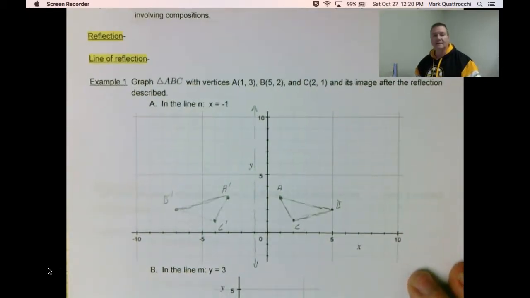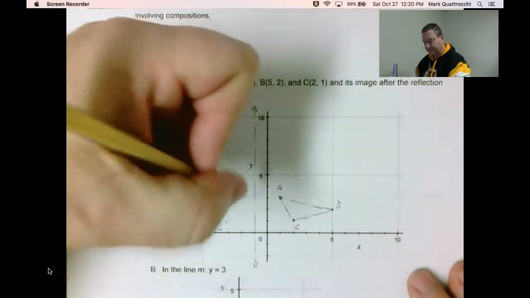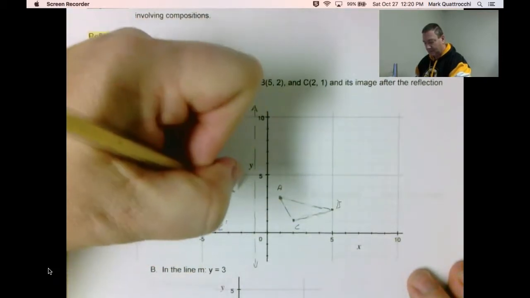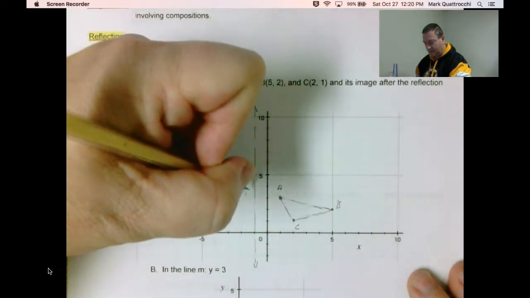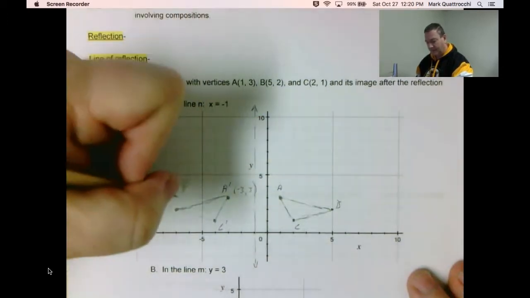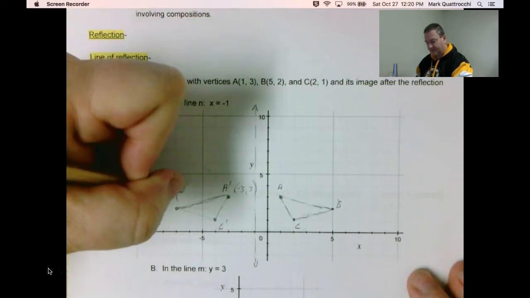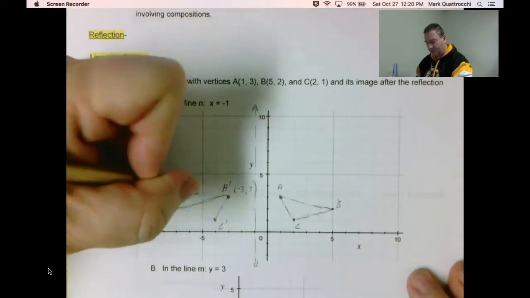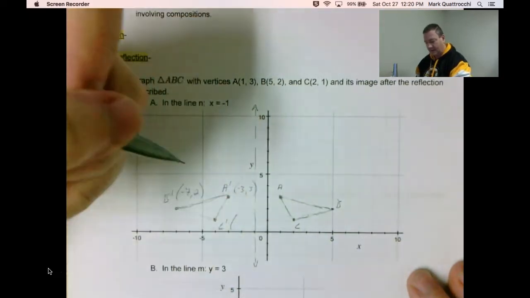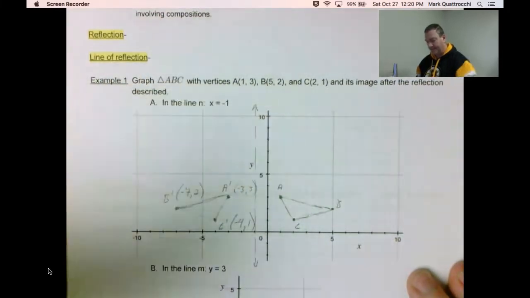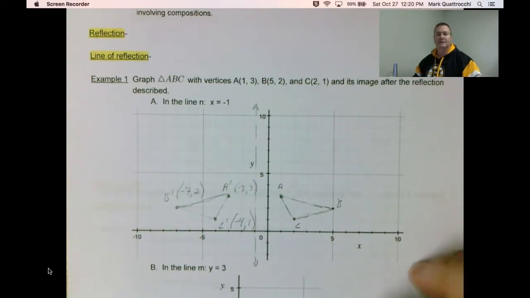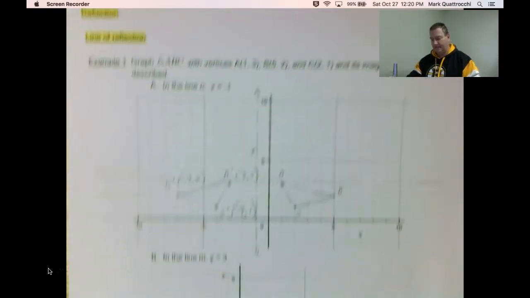On a quiz or a test, I'm probably going to want the coordinates. So A prime is (-3, 3), B prime is (-7, 2), and C prime is (-4, 1). That's example 1, part A.